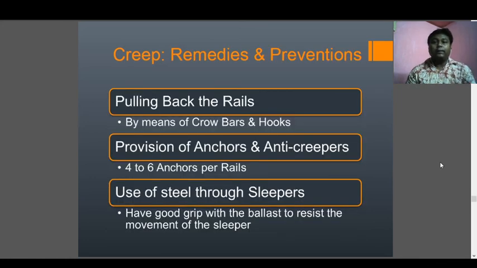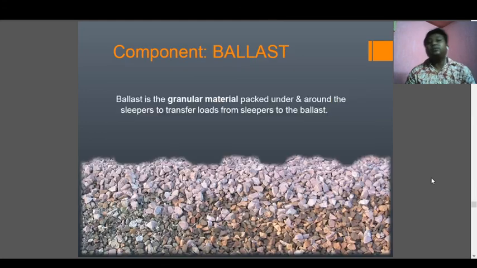Next, what are the remedies and prevention of creeping? The remedies are pulling back the rail and provision of anchors and anti-creepers. Some provisions are given: pulling back the rails by means of crowbars and hooks, provision of anchors and anti-creepers, 4 to 6 anchors per rail, and use of steel trough sleepers, which have a good grip with the ballast to resist the movement of the sleepers. These are the remedies or prevention measures of creep.